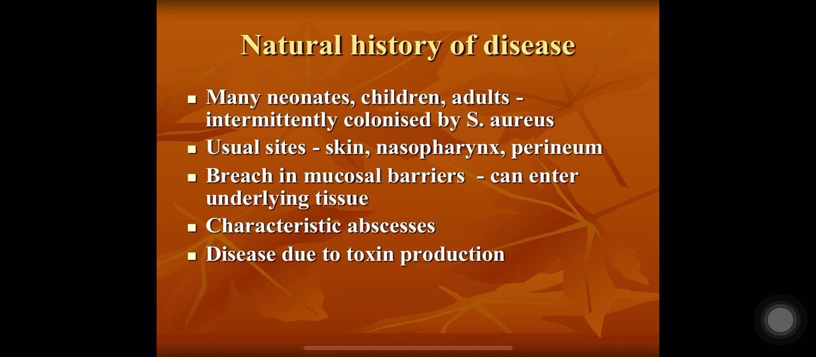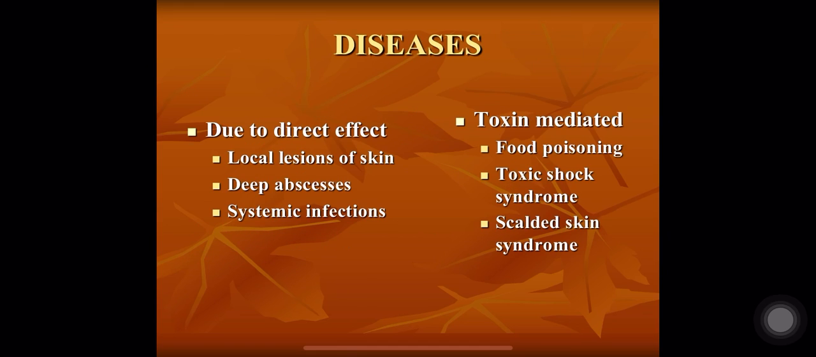Staph aureus is a commensal in the human body, found on the skin, in the perineum, nasopharynx, etc. It can lead to abscess formation in different sites, and it can lead to various diseases due to toxin production. Two kinds of diseases are produced by Staph aureus: those due to the direct effect of the organism and those because of the toxin. Those due to direct effect include abscess formation, local lesions of the skin, and systemic infections. Those because of the toxin include food poisoning, toxic shock syndrome, and scalded skin syndrome.